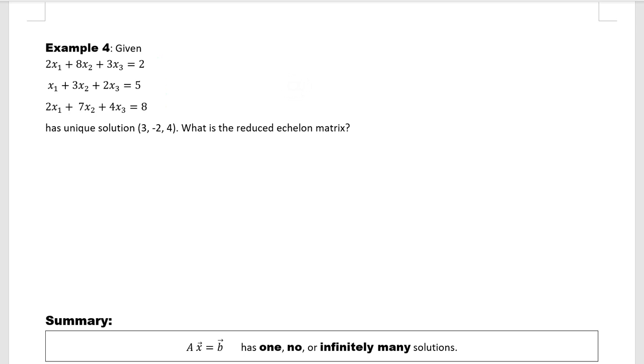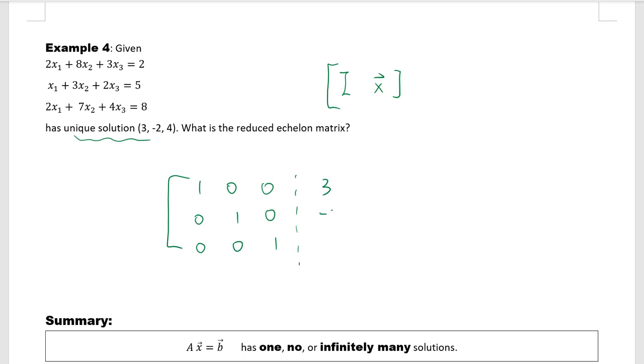Actually, we don't need to, because if we know it has a unique solution, then what happened? We must know that the system looks like the identity matrix adjoined with the solution, right? So the identity matrix, we put 1 on the diagonal, so the other entries are 0, adjoined with the solution 3, minus 2, and 4. So this is the reduced echelon form. Okay, reduced echelon matrix. So far, so good, everyone?